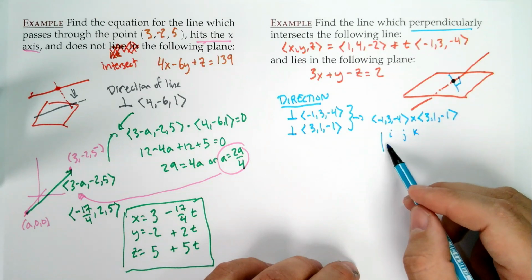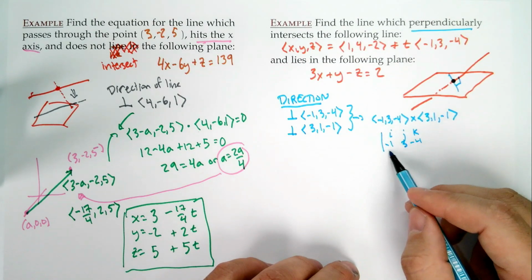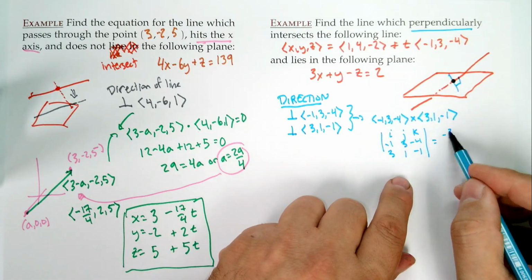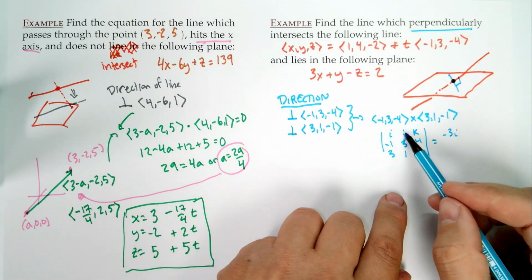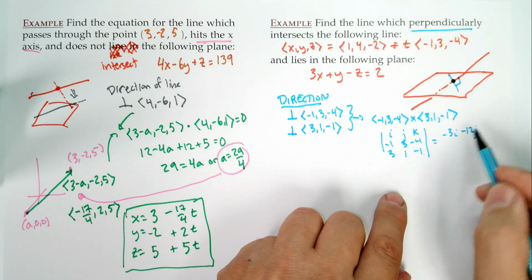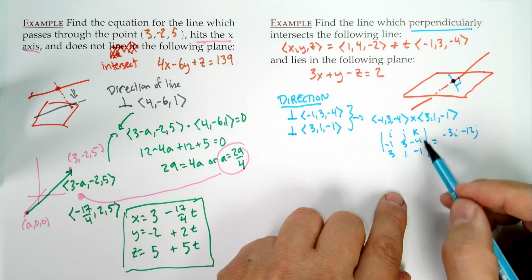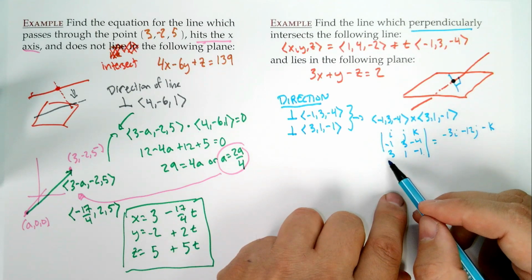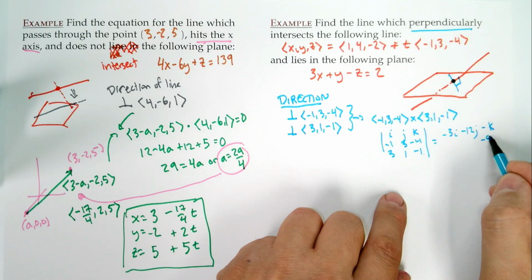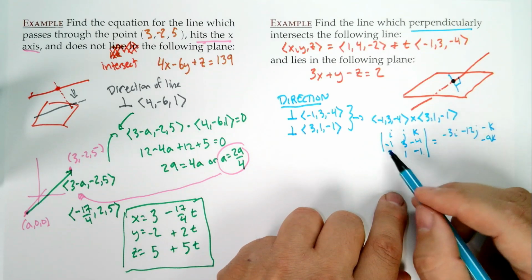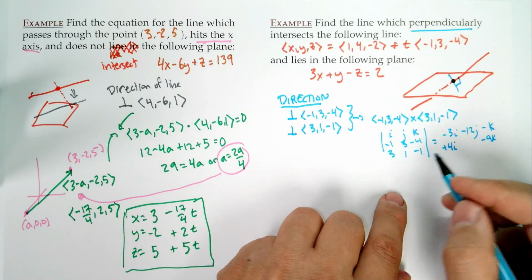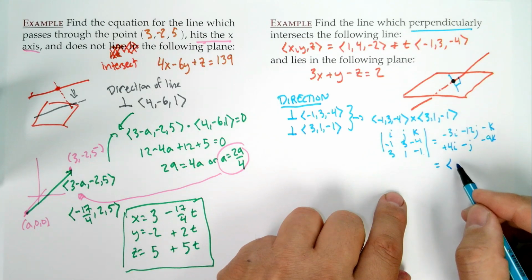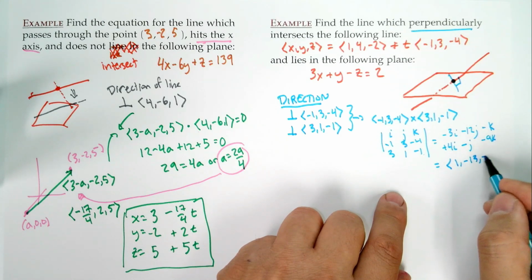i, j, k, negative 1, 3, negative 4, 3, 1, negative 1. So that would be minus 3i, then minus 12j, and minus k. Wow, this is a very negative expression right now. Going the other direction, minus 9k, and then it'll be plus 4i, and then it'll be minus j. So it looks like we're getting 1, negative 13, negative 10.